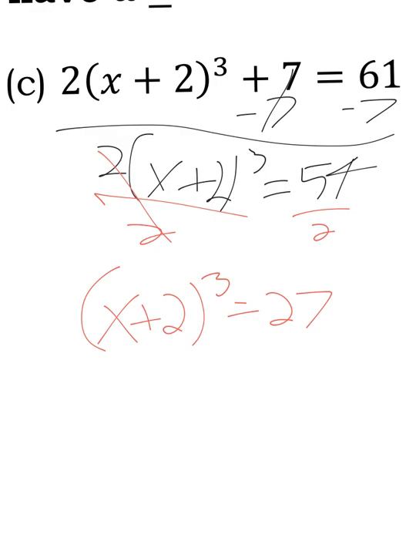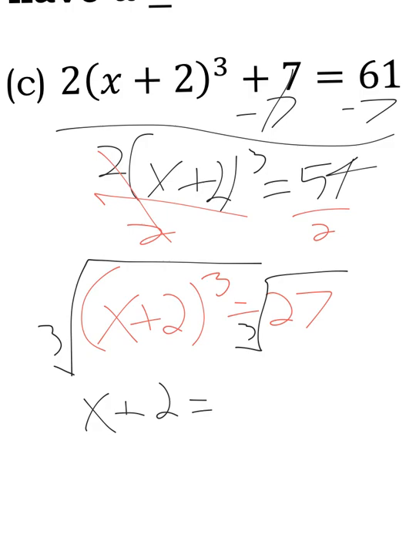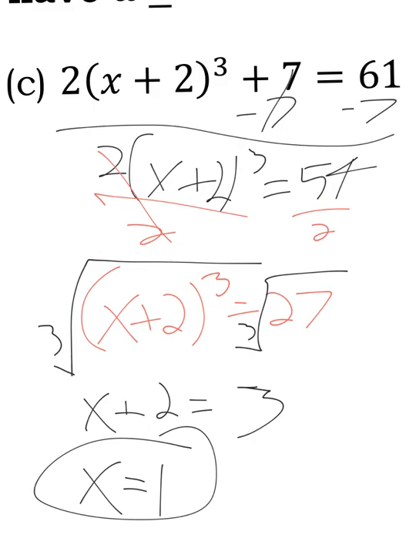And so now I need to get rid of the 3rd power. So I'm going to take the 3rd root of both sides. So that leaves behind just x plus 2. And the 3rd root of 27, or the cube root of it, is just 3. And so what number plus 2 is 3? 1. 1 plus 2 is 3. And that's it.